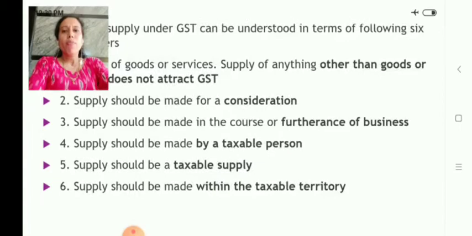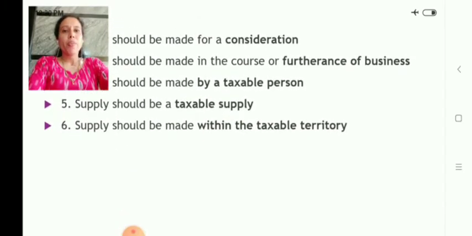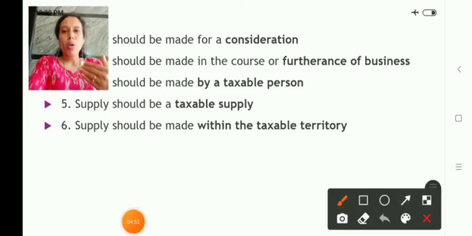The fifth one is that supply should be taxable supply. Taxable supply, non-taxable supply, I will explain this concept in the next coming slides. And the next, supply should be made in the taxable territory. What is taxable territory here? If the goods are supplied within India or outside India, the place of supply gives more importance over here.